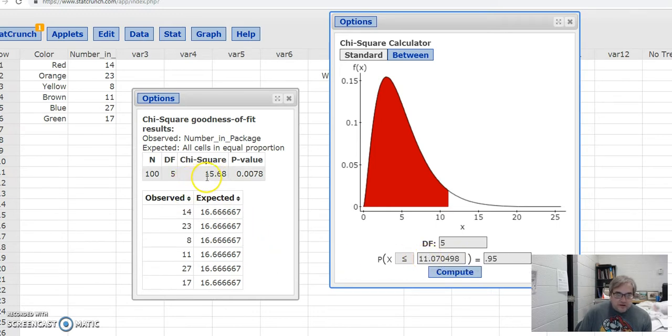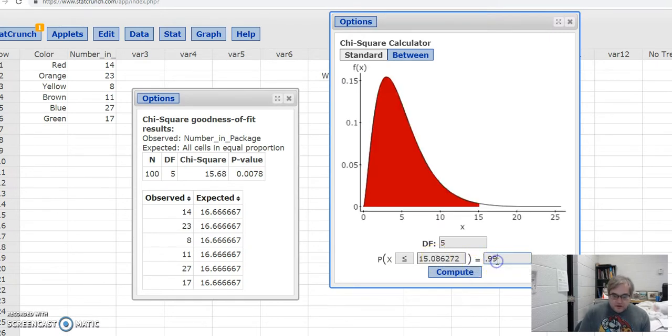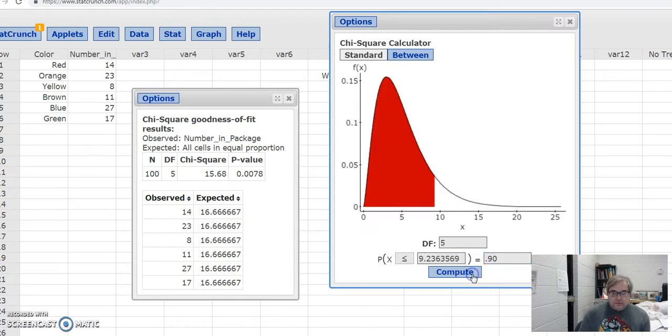So my critical value would be 11.07. Notice my test stat is bigger than that, so I would reject. That's equivalent to the p-value being less than the alpha. If I wind this up to 0.99, my number should be bigger. If I wind it down to 0.90, it'll be smaller. This will be an alpha of 10%.